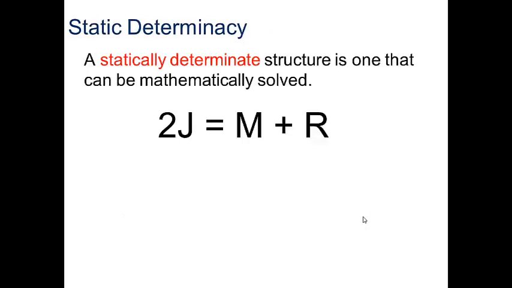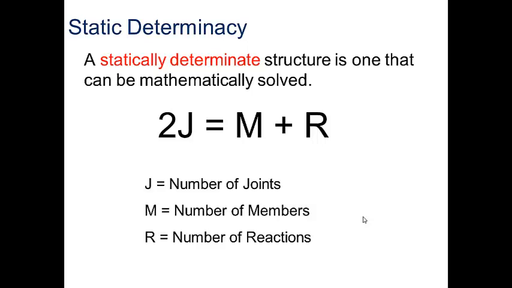Before we can do the math, we have to figure out whether we can do the math. To do that, we look at the static determinacy of a structure. A statically determinate structure is one that can be mathematically solved based on this equation. J is the number of joints, M is the number of members, and R is the number of reactions.